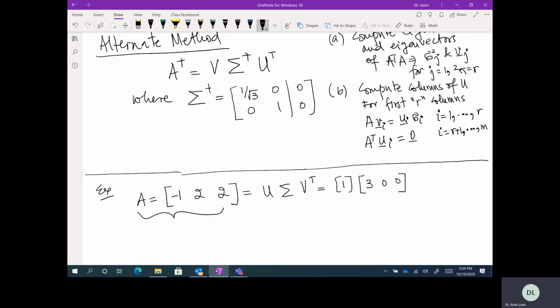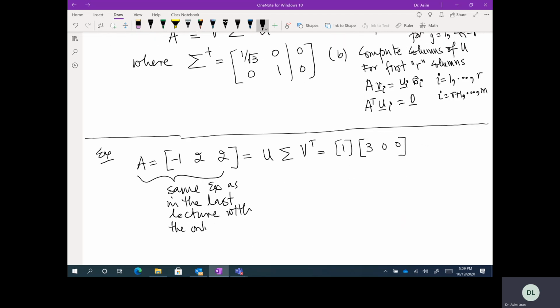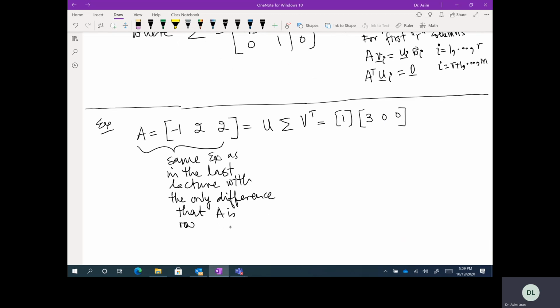So this is the same example as in the last lecture, with the only difference that A is now a row vector, and not a column vector.